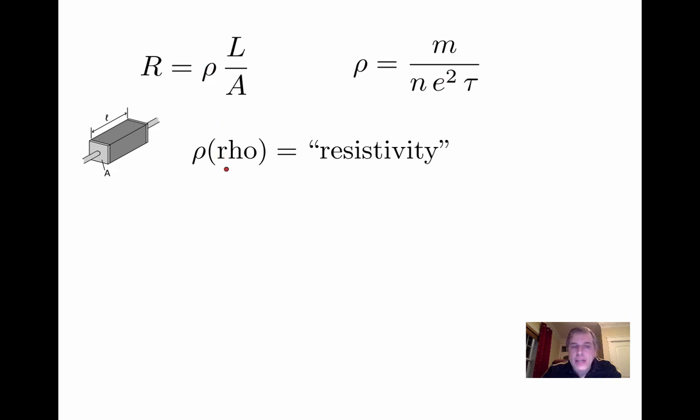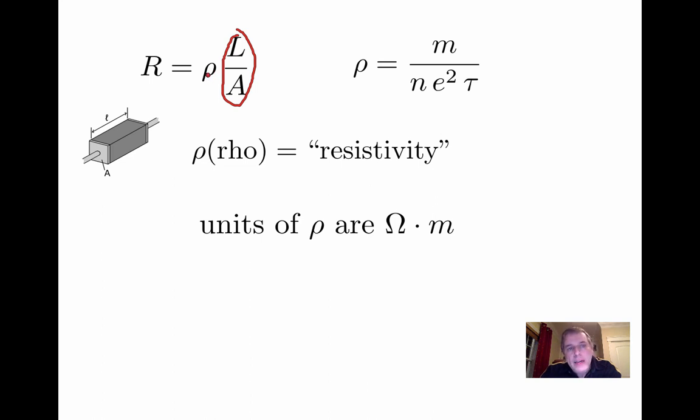Rho, by the way, is the Greek letter rho. It's called the resistivity of the material. And the units, you can see from this equation. R is in ohms. L over A is length over an area, so meters divided by meter squared, which is meter to the minus 1. So rho must cancel the meters to the minus 1 and give something in ohms. So the units of rho are ohms times meters, not per meter, times meter.